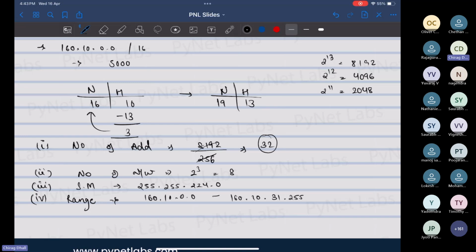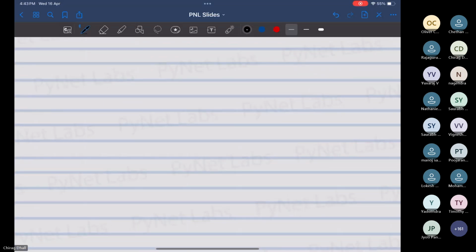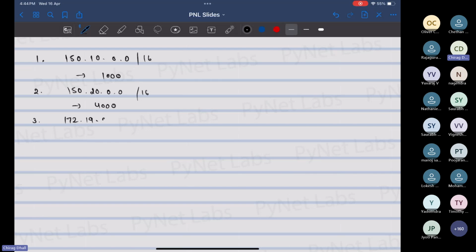Okay, so I'll give you some questions to try by yourself now, and then we'll speak about their solutions. 150.10.0.0/16 with a requirement of 1000 IP addresses, then 150.20.0.0/16 with a requirement of 4000 IP addresses, and 172.19.0.0/16 with a requirement of 10,000 IP addresses. Go ahead, try to calculate this, and we'll speak about the solutions afterwards.